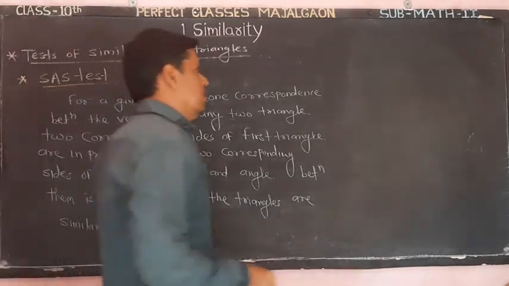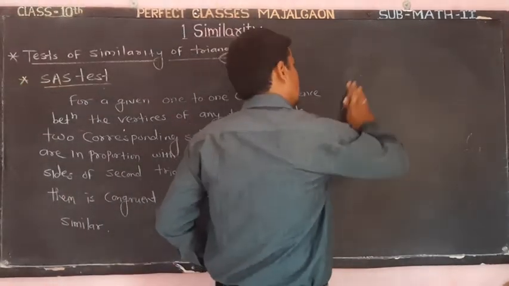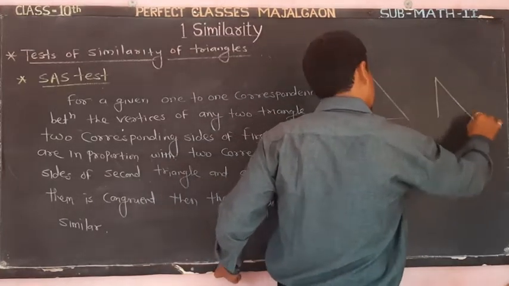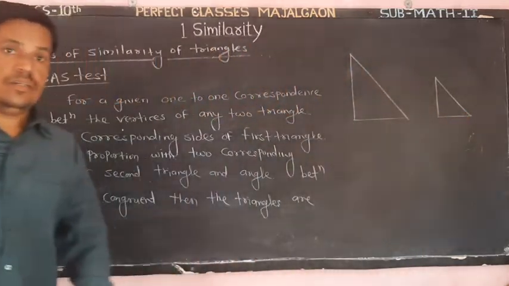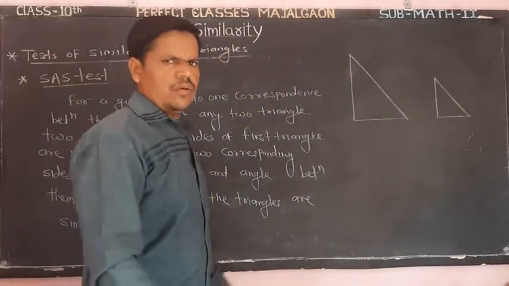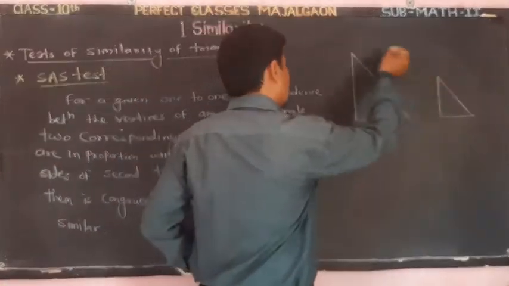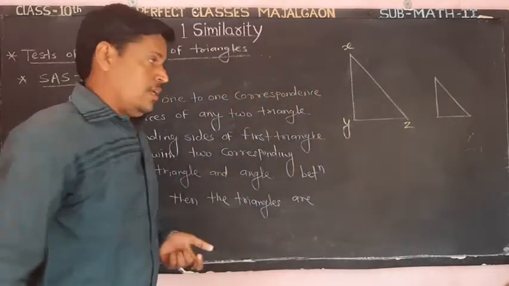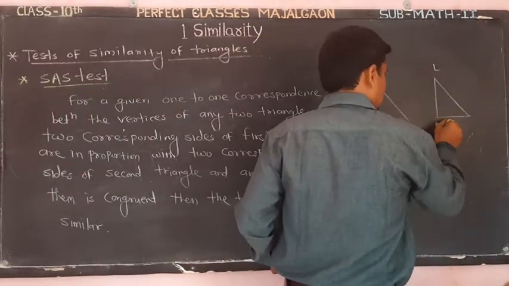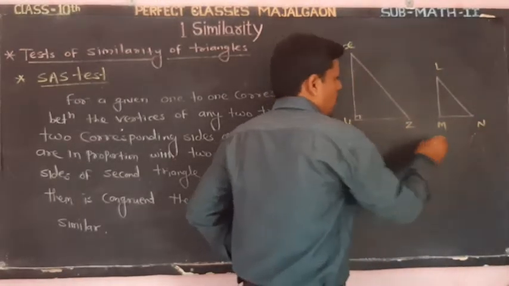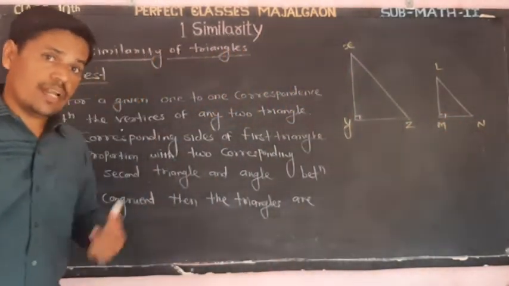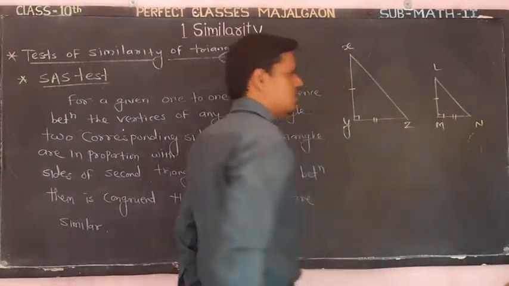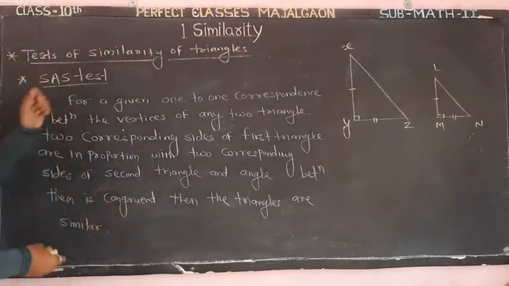Here we construct two triangles, any two triangles for SAS. Name these two triangles whatever you want. Here X, Y, Z is the first triangle. L, M, N is the second triangle. Angle Y is congruent to angle M. These two are right angles. XY, YZ, and LM, MN are these two sides. Here we see the SAS test.